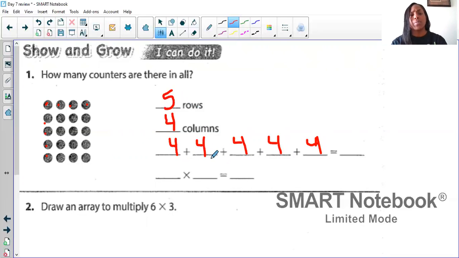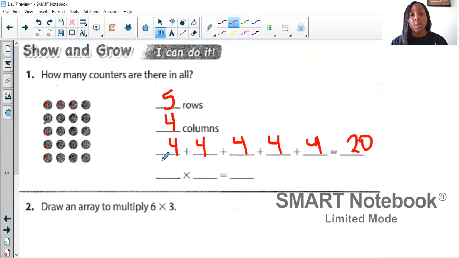So 4 plus 4 is 8. 8 plus 4 is 12. 12 plus 4 is 16, and 16 plus 4 is 20. So our sum, I apologize, is 20. So what should this look like? Blank times blank equals blank.